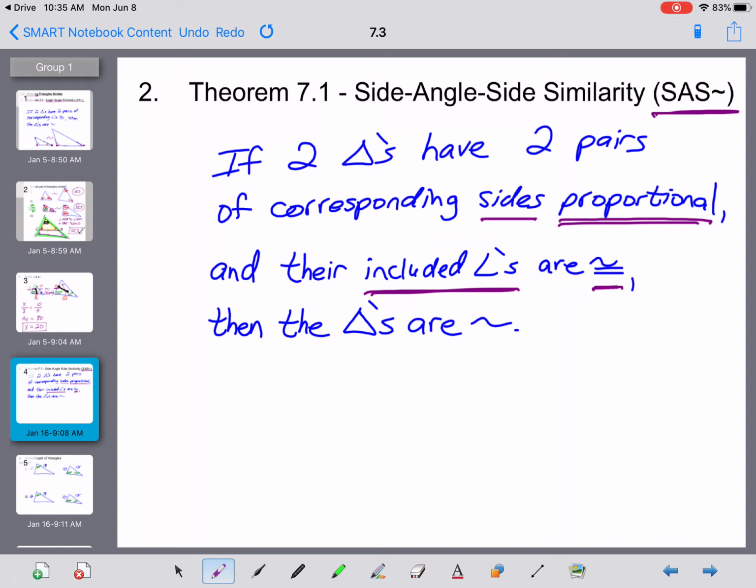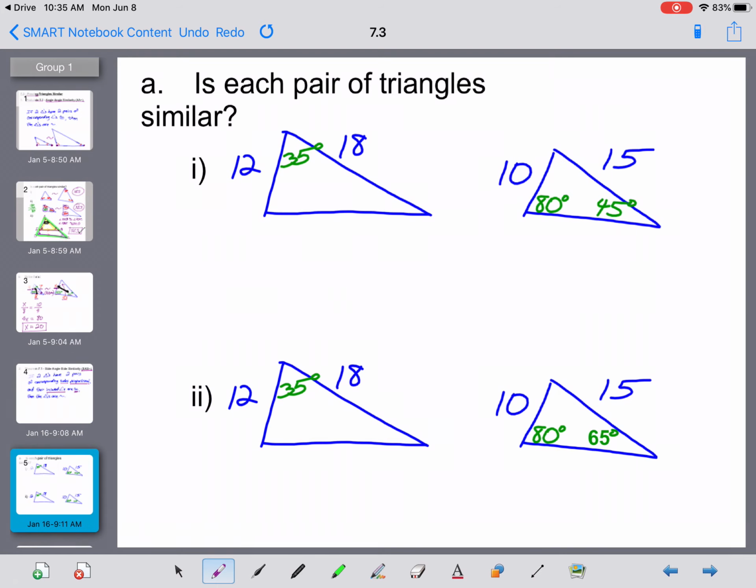Okay, so let's see what this one would look like here. Now again, these are yes or no questions. Are the pairs of triangles similar here? If we take a look, this first triangle only has one angle given to us, 35 degrees. We don't know and we can't figure out the measures of these two angles right here, so we can't go for angle-angle similarity.